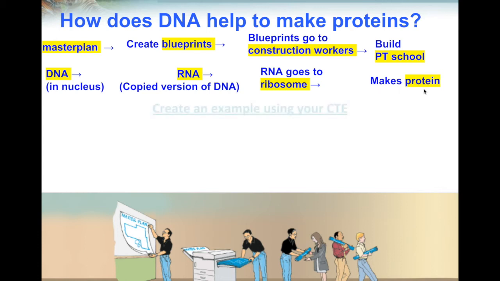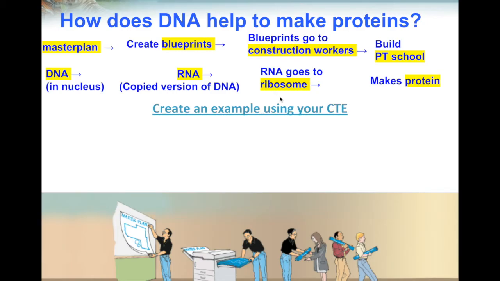Now, I want you to come up with your own example using your CTE. So if you are in construction, I don't want you to have the same exact example. I want you to have an example. What would your analogy be for DNA? Some type of instruction. Then we have to make a copy of it. What would that copy be? Would it be a photocopy? Would it be typed out? Would it be a message, an email?